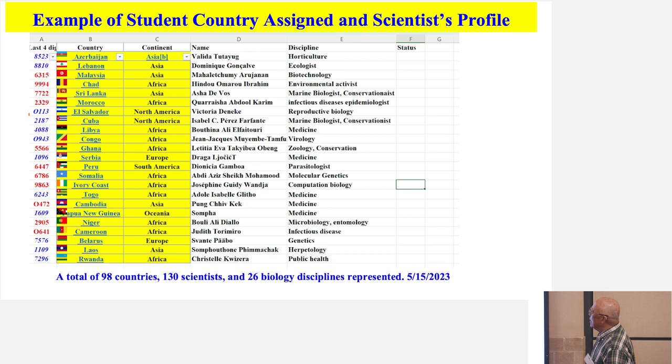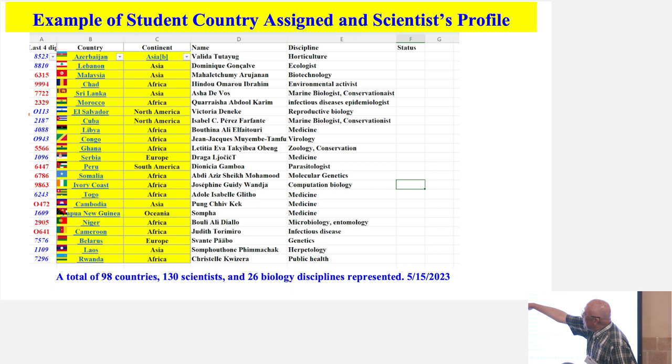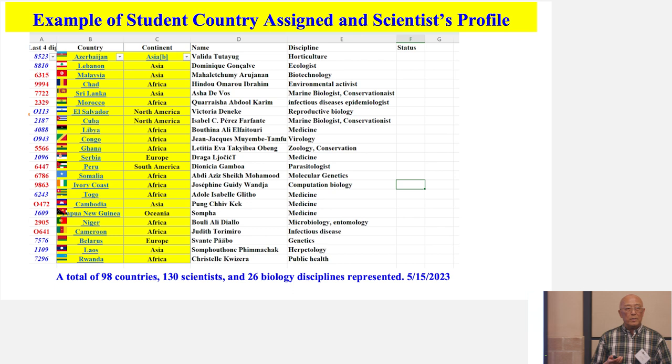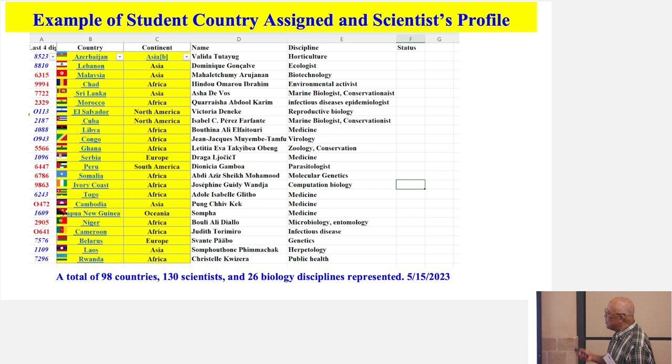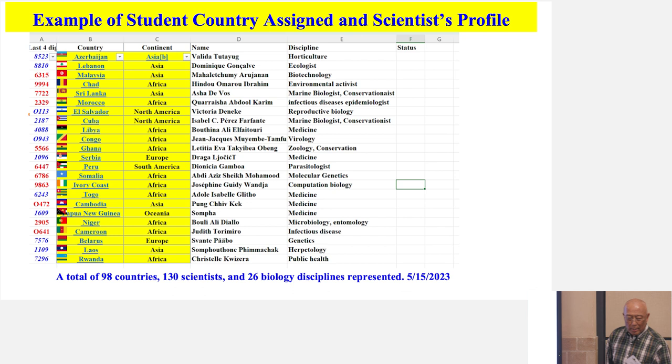After they turn in their assignment, these are the names of those scientists, and they are categorized into different sub-disciplines. So again, educators can, when they are talking about DNA, just go to that scientist, retrieve the entry, and share it with the class. And then I also group all the biologists into three categories.